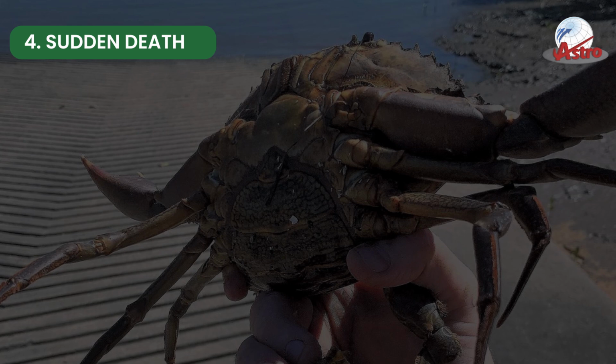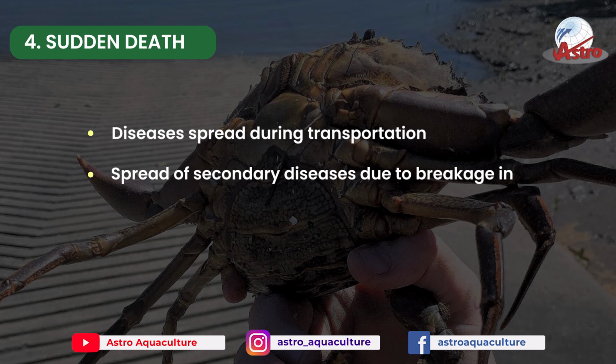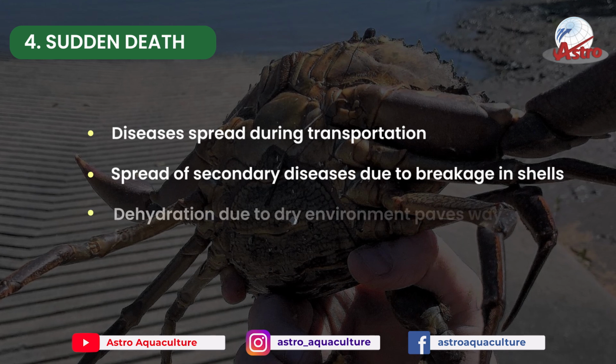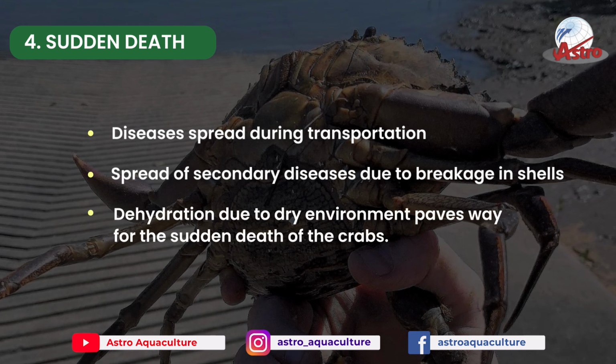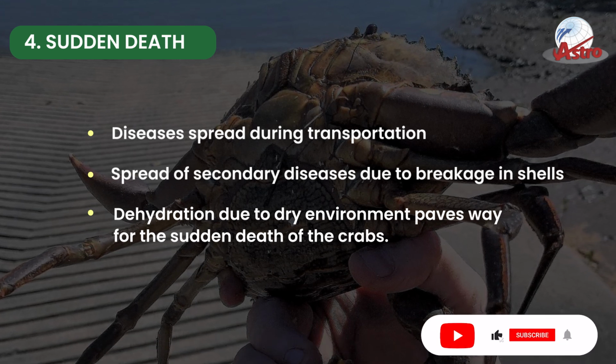4. Sudden death. Diseases spread during transportation. Secondary diseases spread due to breakage in shells. Dehydration due to a dry environment paves the way for the sudden death of the crabs.